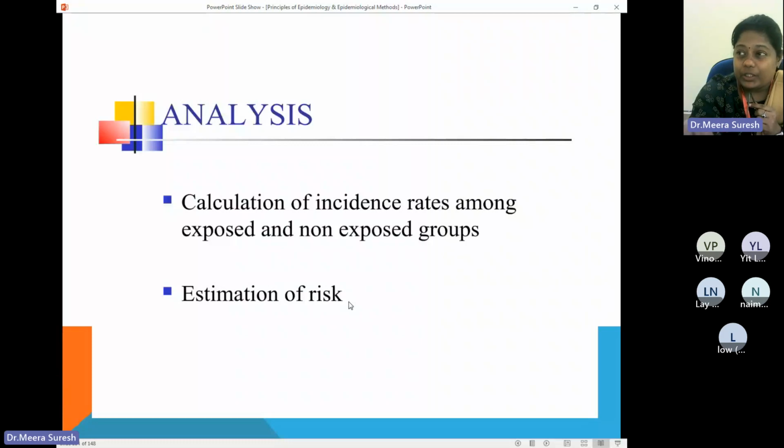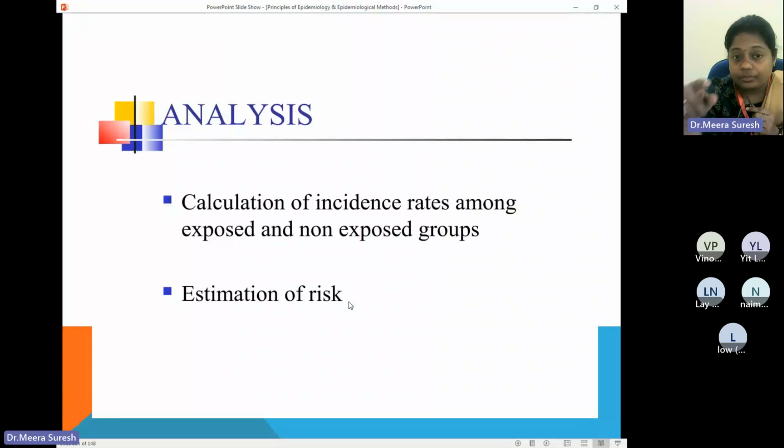And why do we use the term risk over here? This is how I used to remember: in case control study, they have already developed the disease. They are not at risk of developing the disease, because your cases are those people who have already developed lung cancer. They already developed the cancer. But in cohort study, they are at risk of developing the disease. So that is one of the reasons for the change of term from odds ratio to relative risk.